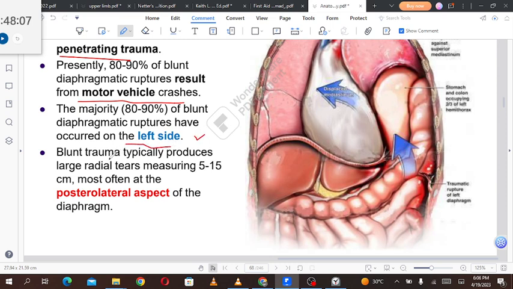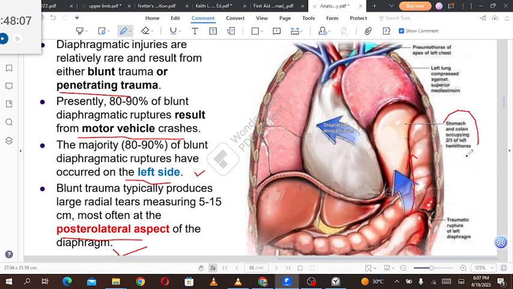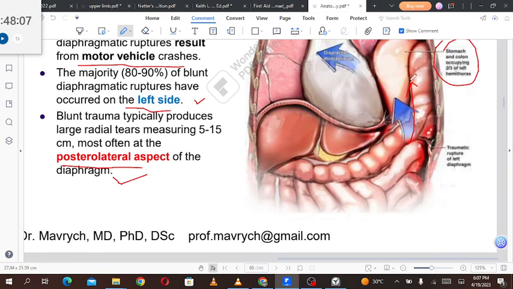Blunt trauma typically produces large radial tears measuring 5 to 15 centimeters, most often at the posterior lateral aspect of the diaphragm. So there is a laceration over there, and due to the diaphragmatic rupture, the viscera are moving upwards. Then we have the stomach and colon occupying 2/3 of the hemithorax, and the left lung compressed against the superior mediastinum, and here we have the pneumothorax of the apex of the left chest.